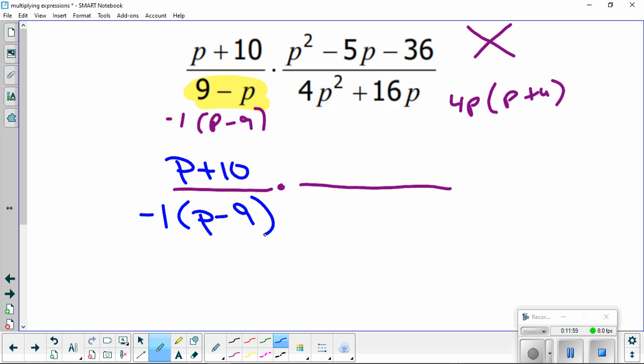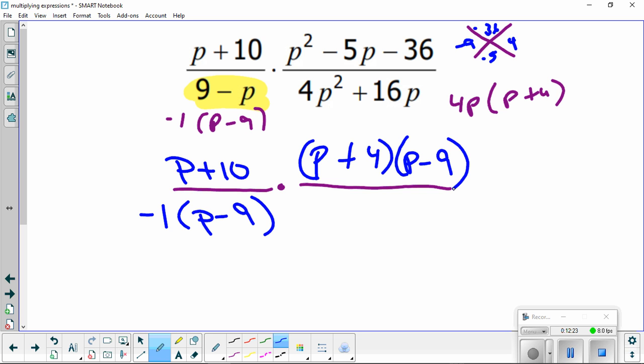Lena, are you all the way done with this? Are we okay so far, so good? Okay, let's head over to this guy. Factors of -36 that make -5. I think that's going to be -9 and +4. Does that seem right? So what I'm going to get is P plus 4, P minus 9.